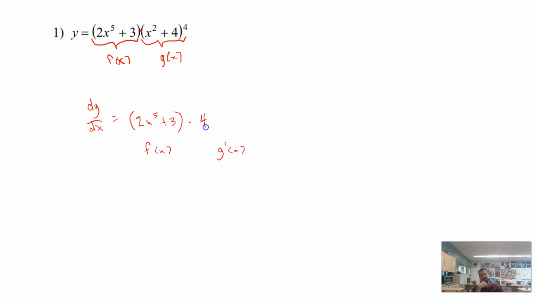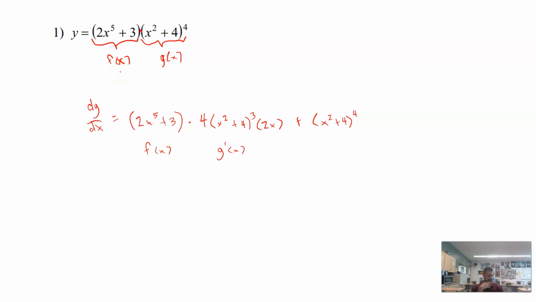So this is where the chain rule comes in, like we talked about previously, where I get 4 times x squared plus 4 to the 3rd power. And then I need to multiply that by the derivative of the inside, so that whole thing is my g prime of x. Plus, now I write down g of x, and I multiply that by the derivative of f of x.